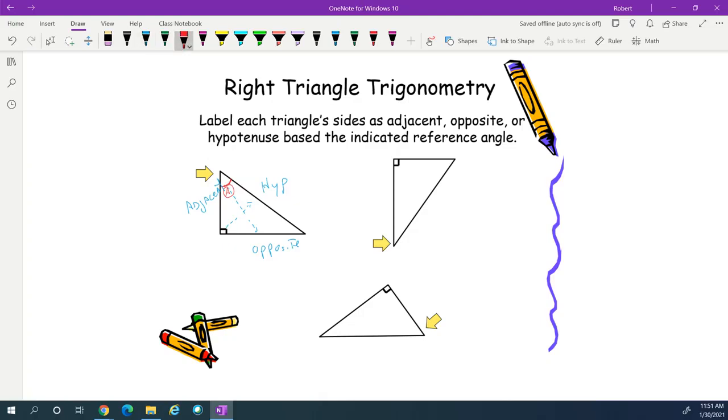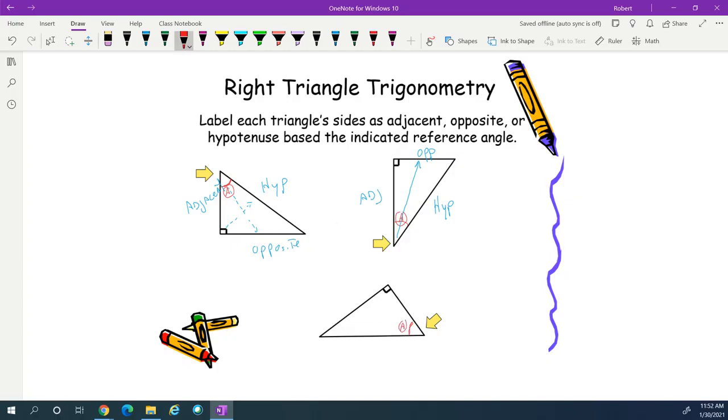So again, our reference angle, and then we're going to identify the sides. We have the hypotenuse, the opposite, and the adjacent. And one more, because remember that picture could be rotated or reflected, and we don't want that to confuse us.